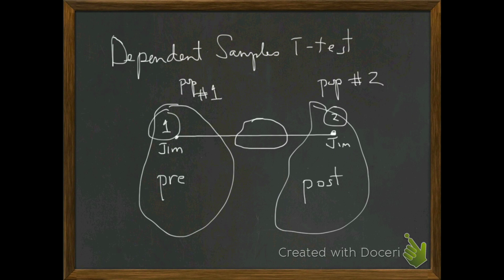Guys, that's called a dependent samples t-test. We don't have independence for obvious reasons. We're measuring the same person. So where in the independent samples t-test we have two independent samples, or two independent populations, in this case the second population depends on the first population.